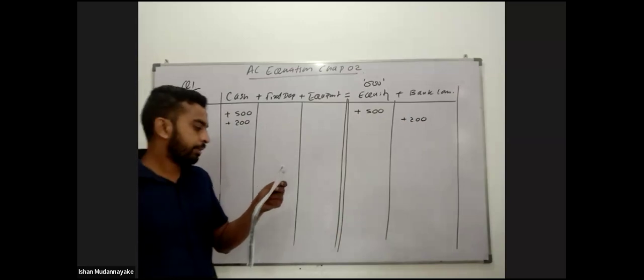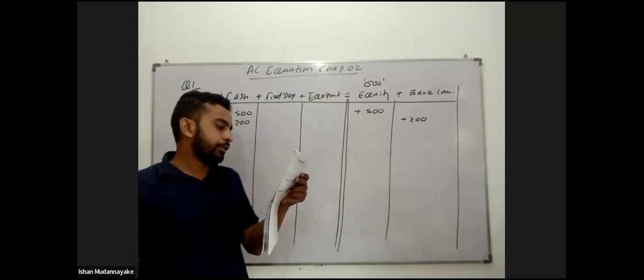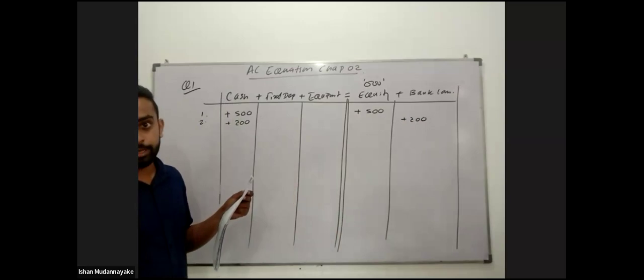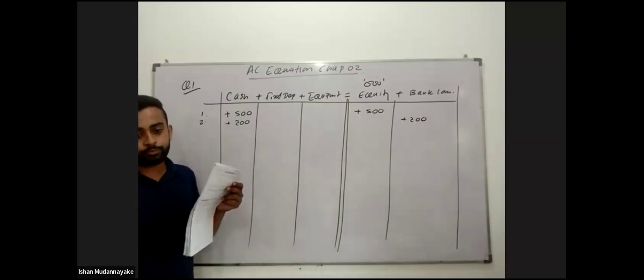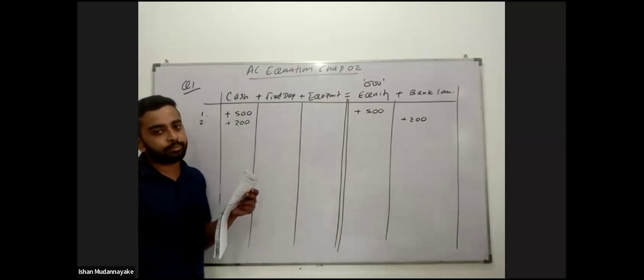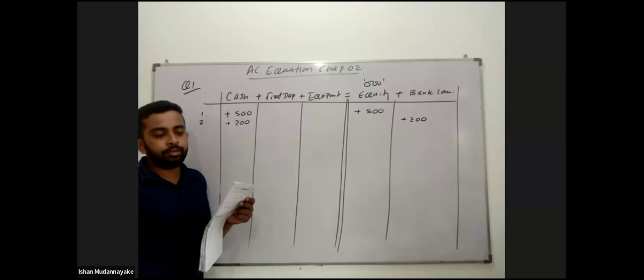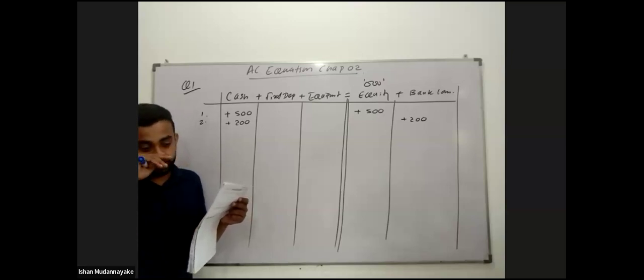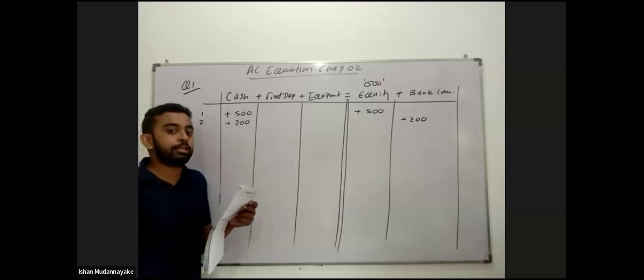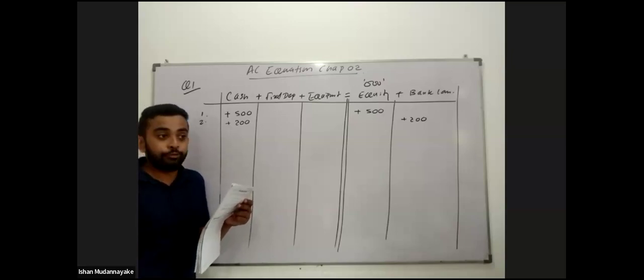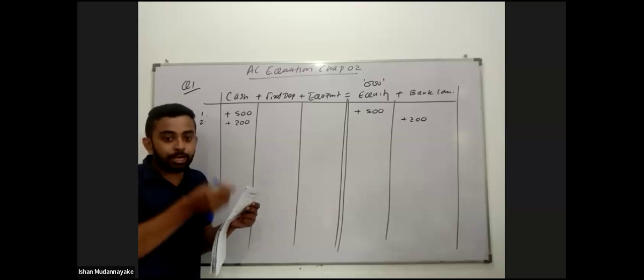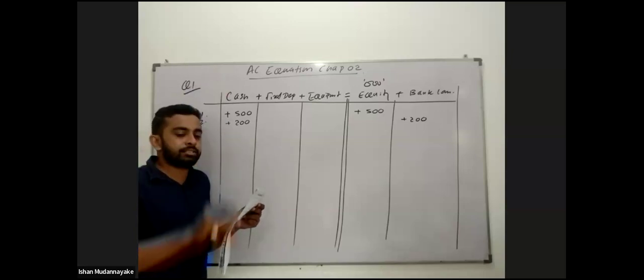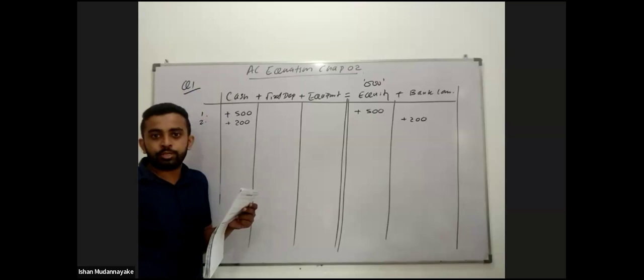Look at the third one. Deposited 100,000 in fixed deposit. In O level you have learned there are 3 types of accounts we can open in a commercial bank: fixed deposit account, current account, as well as savings account. If you invested some amount in the fixed deposit account, your assets will increase.